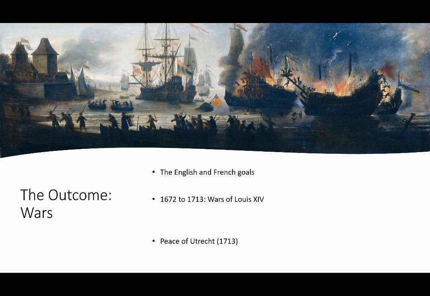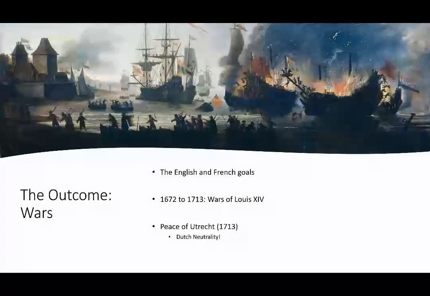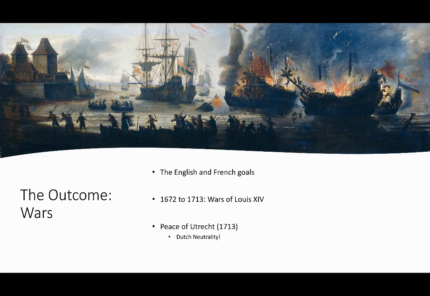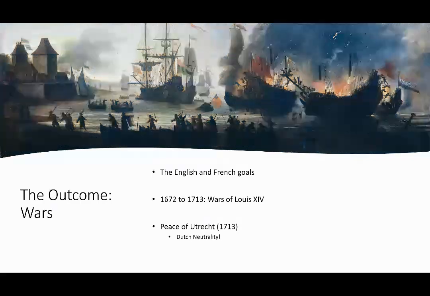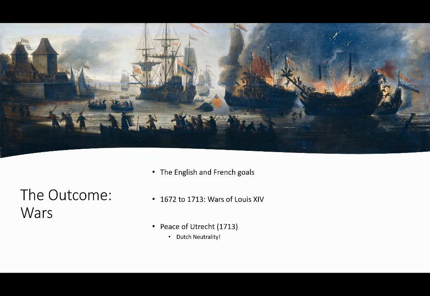So by 1713, with the Peace of Utrecht, this is the third time in this unit we've talked about the Peace of Utrecht, the Dutch decided they were better lovers than fighters. So they decided to be neutral. And from here on out, the Dutch will no longer get involved in war. They will not try to expand their empire. And what they decided to do is remain the economic center of Northern Europe.